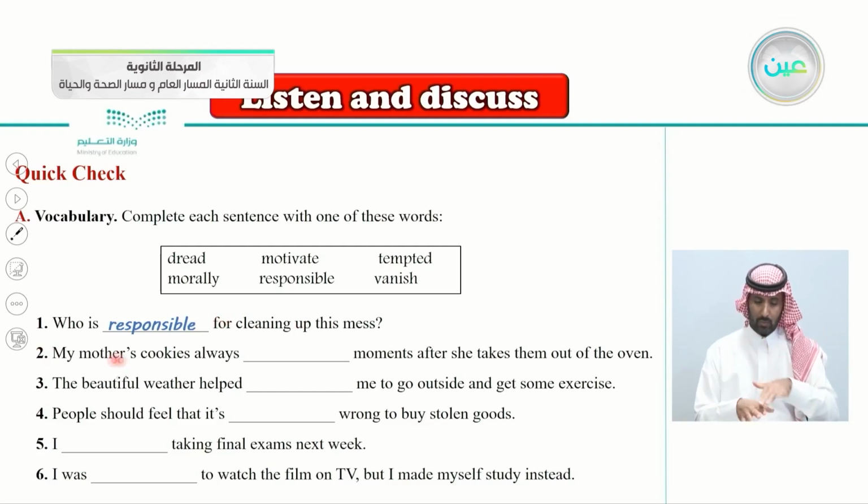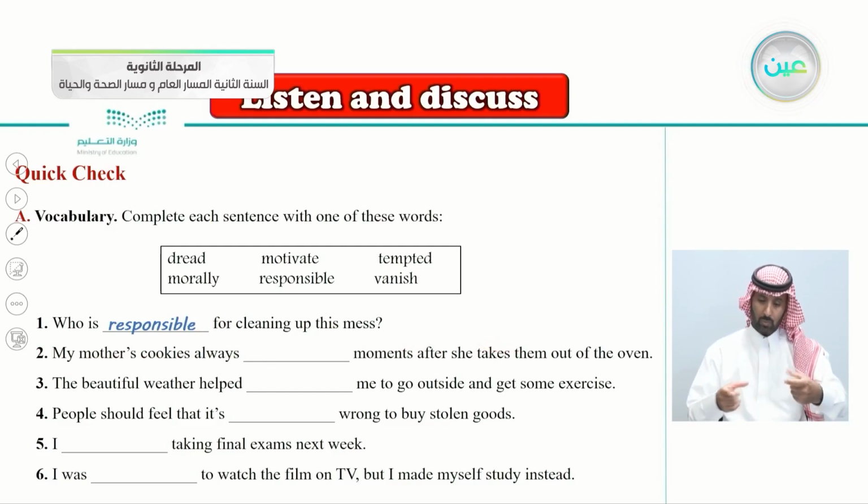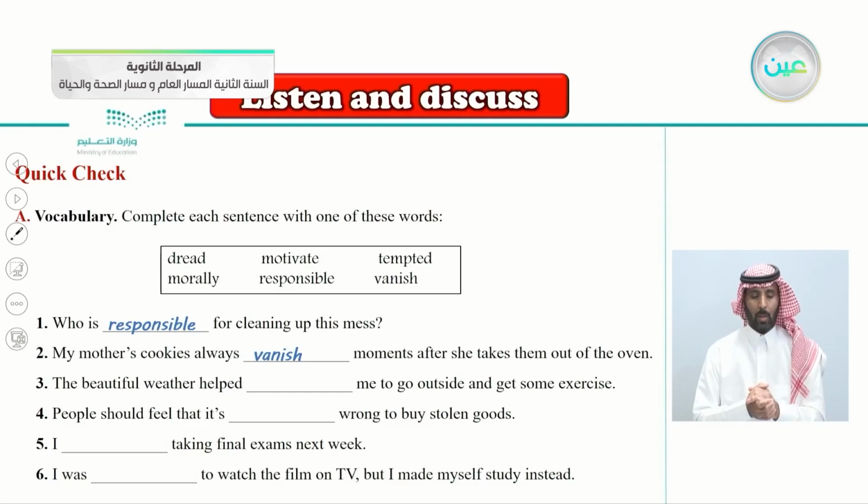Number 2, my mother's cookies always vanish moments after she takes them out of the oven. They are very delicious. So, do they stay or do people eat them? Vanish means that people come and eat them. They don't vanish in the literal meaning. No, vanish means people come and eat the cookies moments after she takes them out of the oven.